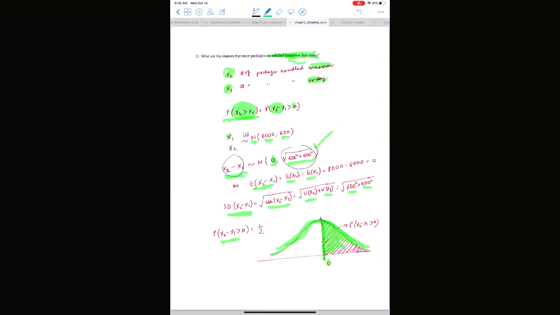That's what's going to happen. x2 minus x1 greater than 0 shall be equal to 1/2. And we don't even have to do any complicated calculations here. All right? So did this make sense? Am I clear about whatever I have done so far? Do you have any questions up to this point?